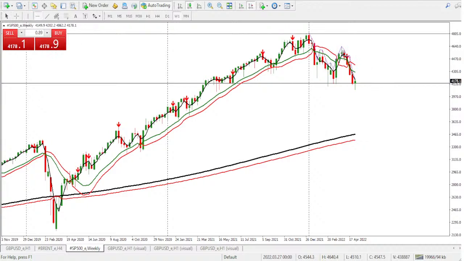We have another target here. So if you buy it here, expect buyers to push price up to this level. If the price breaks above this point, then the next target is the one we have at the top.